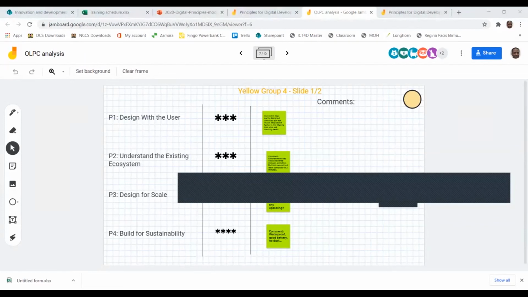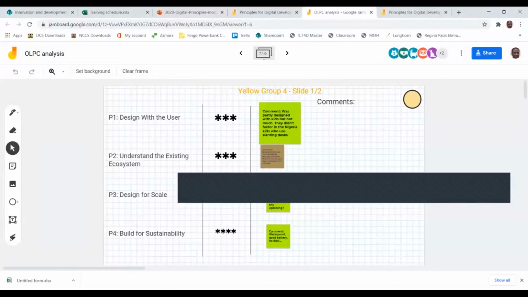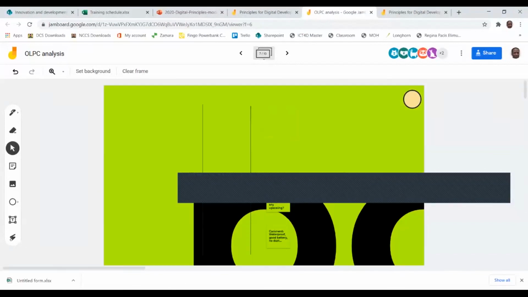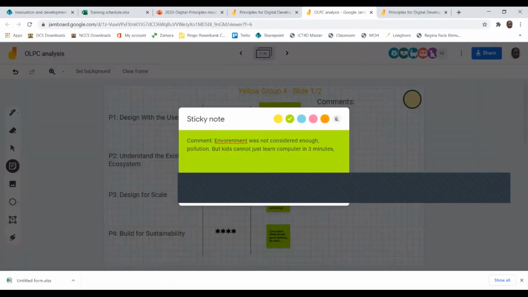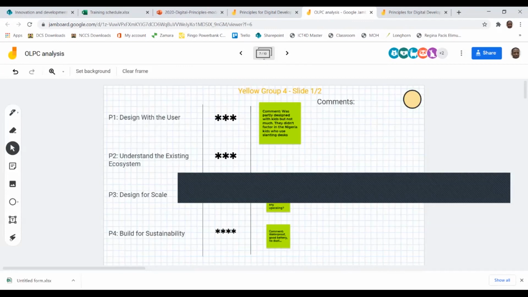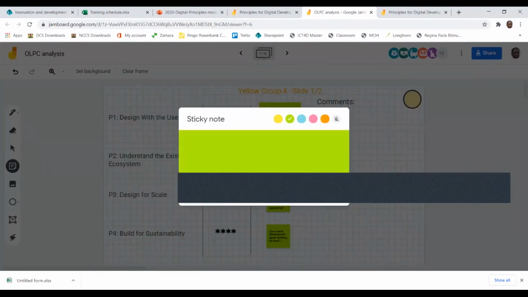And then briefly on understanding the existing ecosystem, we also gave them 3 because we felt that they didn't capture all the key stakeholders while designing the project. For example, they forgot the environmentalists who are complaining about polluting the environment once the laptops are damaged. They also didn't consider other humanitarian practitioners who think that by introducing this, they could be crowding the funding industry and limiting the funding to other key projects.